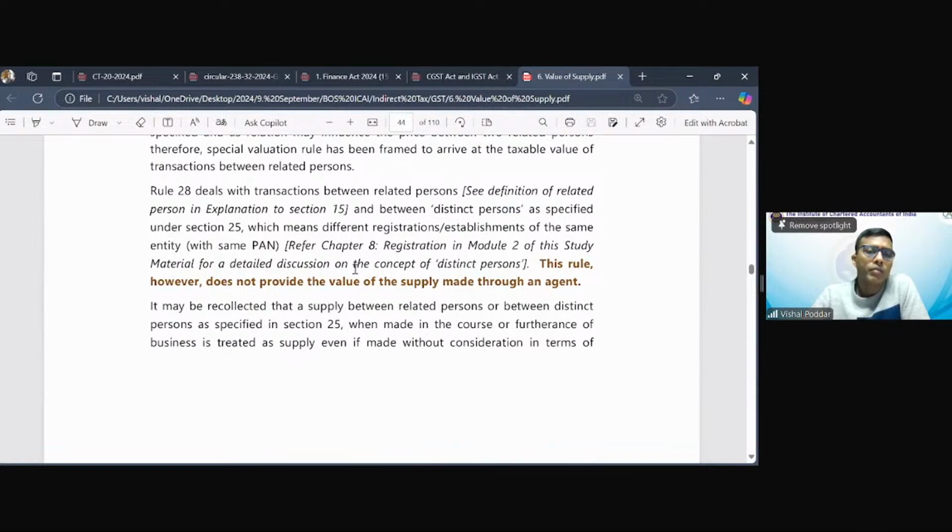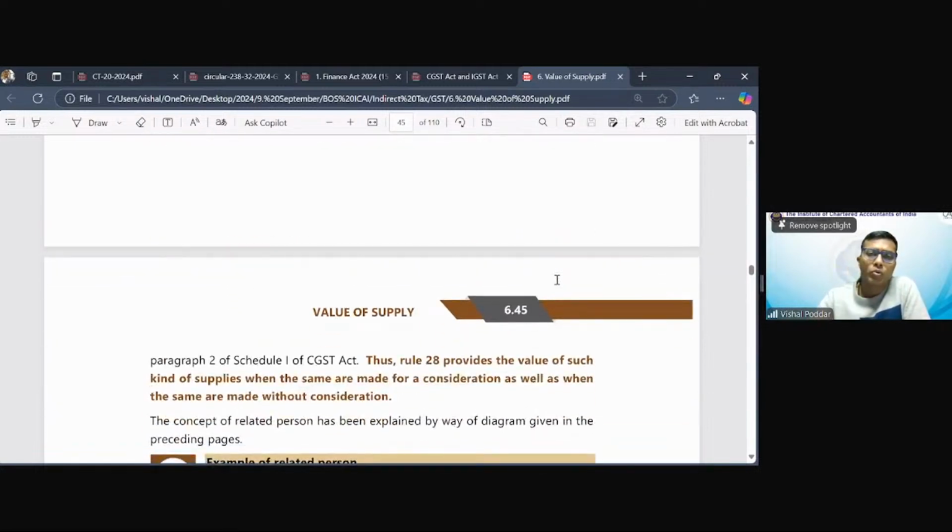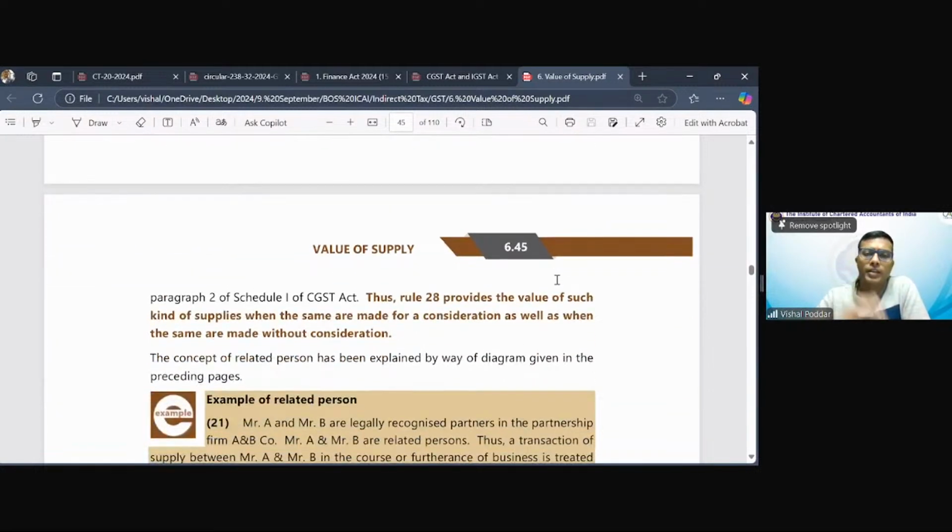This rule will not cover the valuation where the supply is made through an agent. Why? Because for that we have Rule 29. So other than agent, you'll go to the related persons and distinct persons.